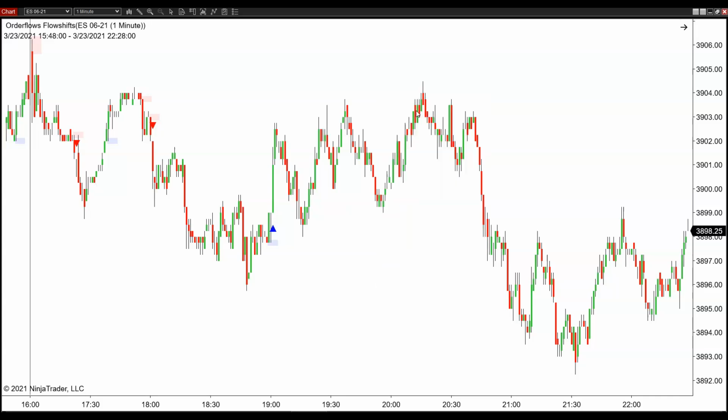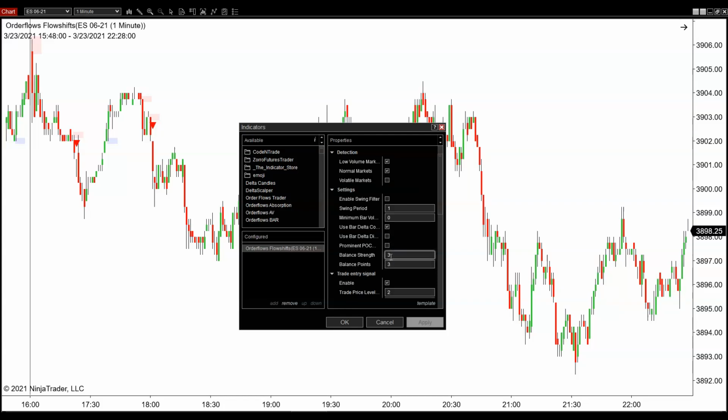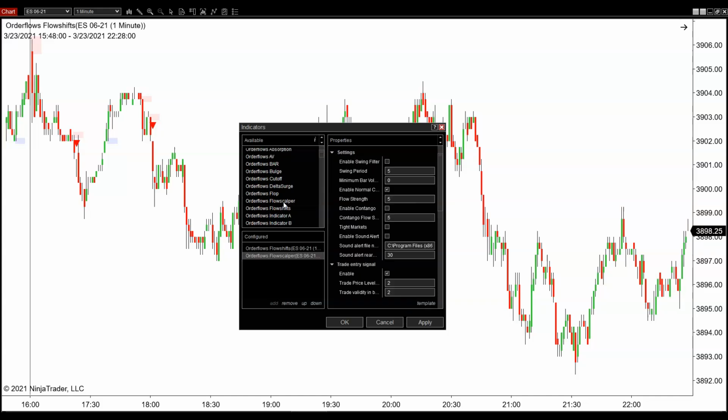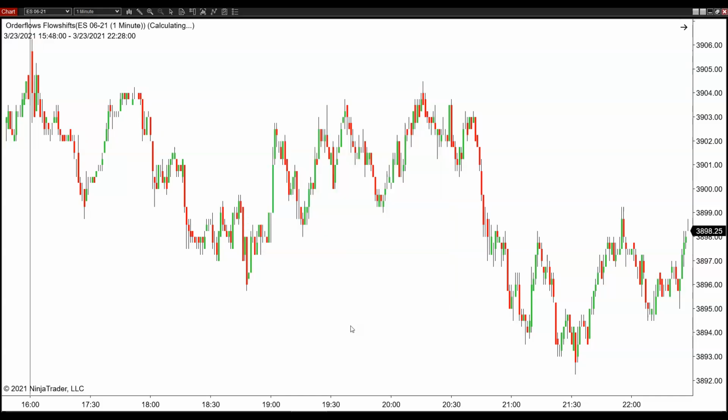Okay, so Tim asked a question here: what's a good setting for an E-mini 1-minute chart? Well, it depends on you and your risk tolerance. I suggest starting at the standard 3 and 2, which I think is the default, right? Let's see what's the default here? Whoops, that's Flowscalper. Flowshifts, right? 3 and 2, 1, right? This is the default. I'll take off the one that I was using just now. We'll give it a chance. This is good for scalping.